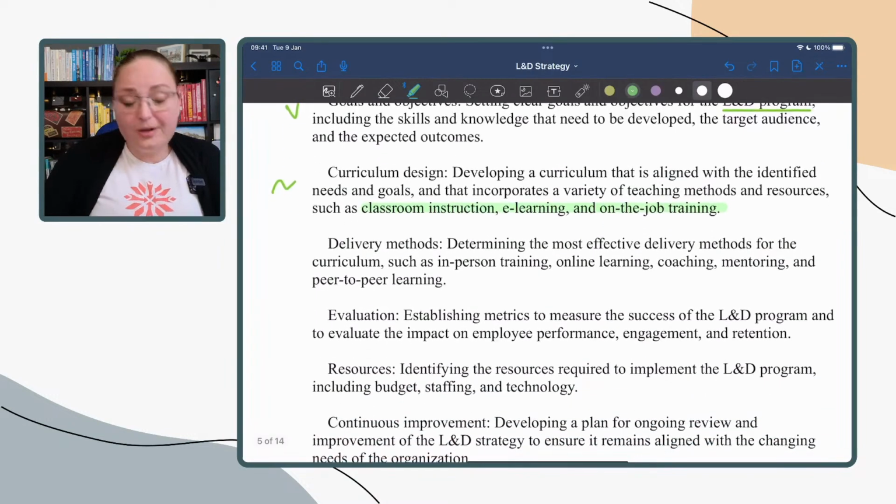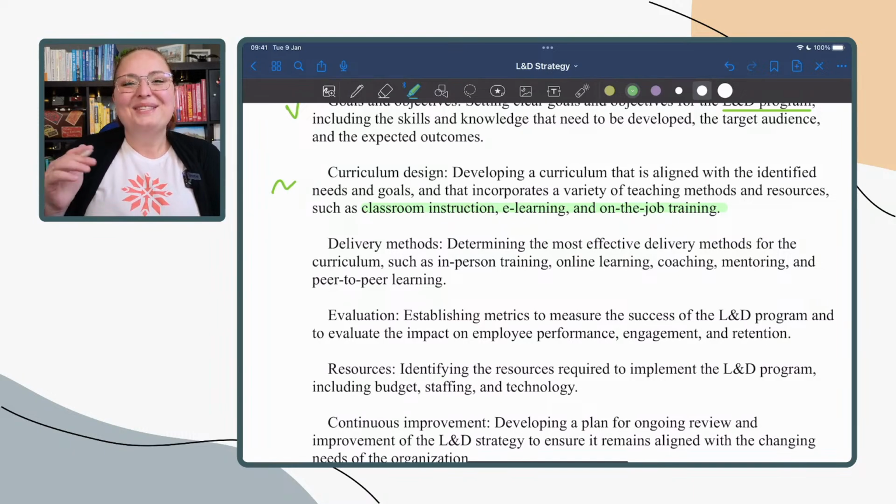All right, the delivery method. This is what I just said. Determining the most effective delivery methods for the curriculum, such as in-person training, online learning, coaching, mentoring, and peer-to-peer learning. So you see, this is what I meant earlier by this. By definition, hang on, I need to reread that again because I can never remember it.